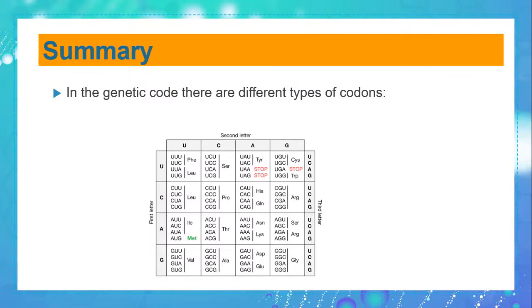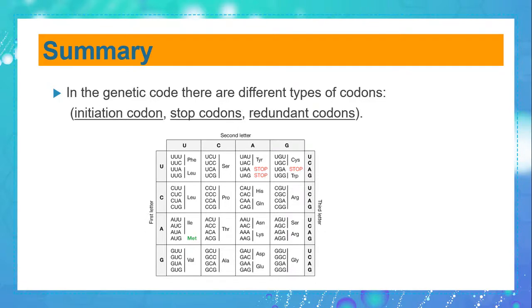In the genetic code table, there are different types of codons: initiation codon, stop codons, and redundant codons.